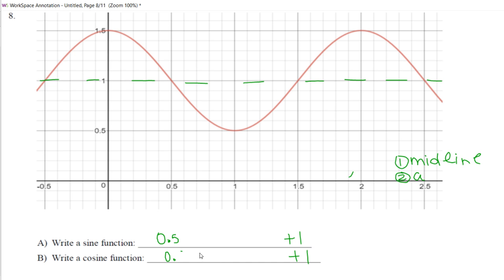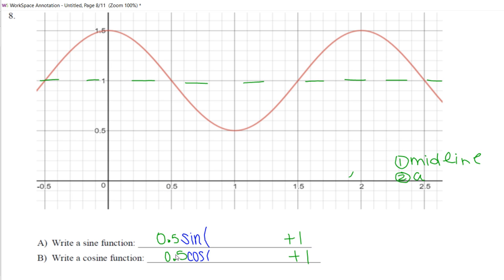Good. Remember, your midline goes at the very end of the function, and your amplitude goes in the very front of the function. The top one is a sine function, so I'm going to write down sine. We know that because it tells us. The bottom one is a cosine function. Once again, we know that because it tells us.